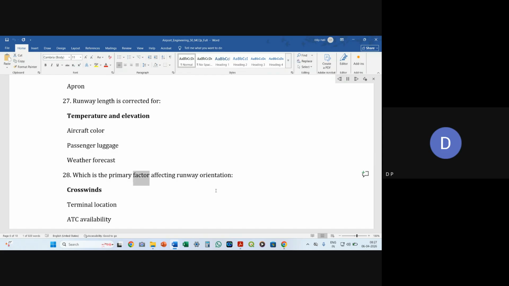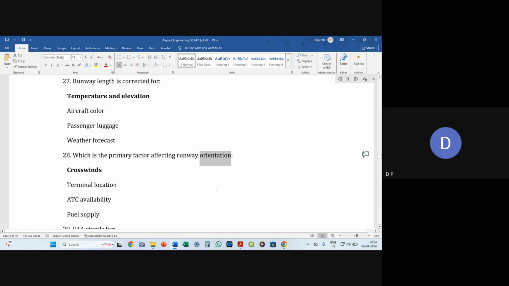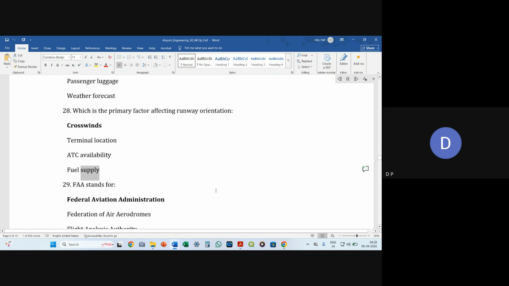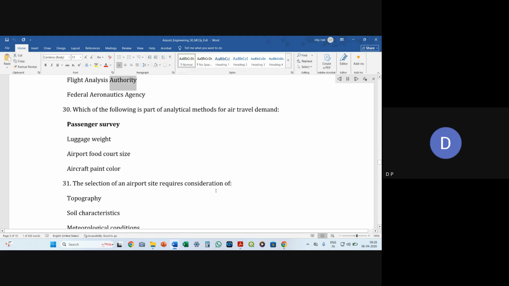28. Which is the primary factor affecting runway orientation? Crosswinds, terminal location, ATC availability, fuel supply. 29. FAA stands for Federal Aviation Administration, Federation of Air Aerodromes, Flight Analysis Authority, Federal Aeronautics Agency. 30. Which of the following is part of analytical methods for air travel demand? Passenger survey, luggage weight, airport food court size, aircraft paint color.